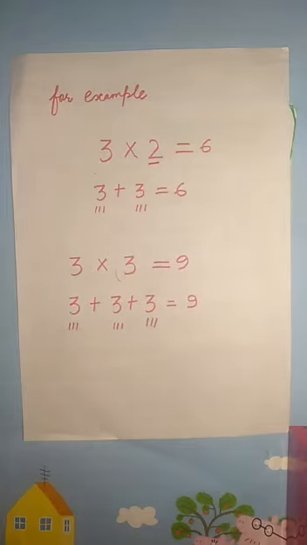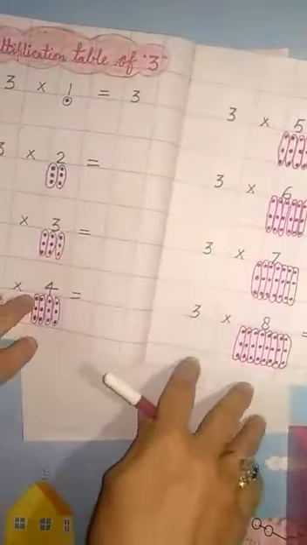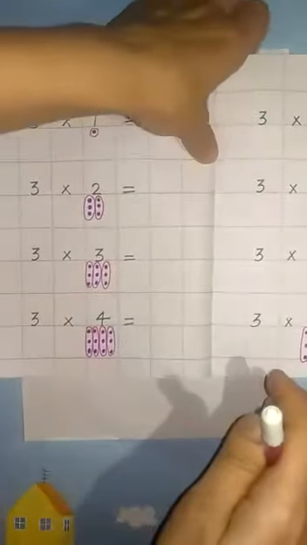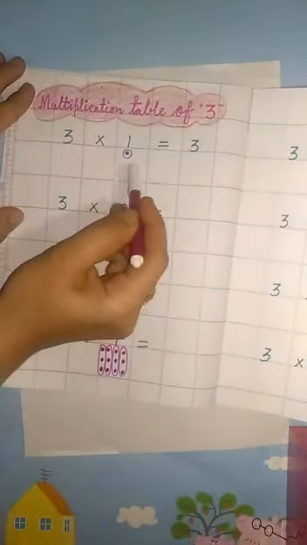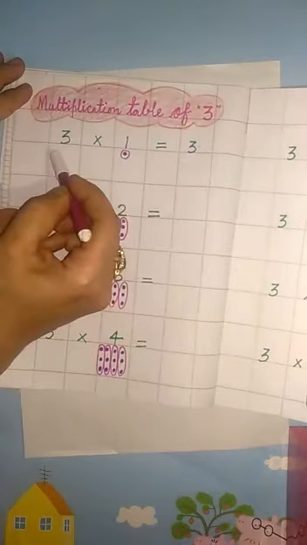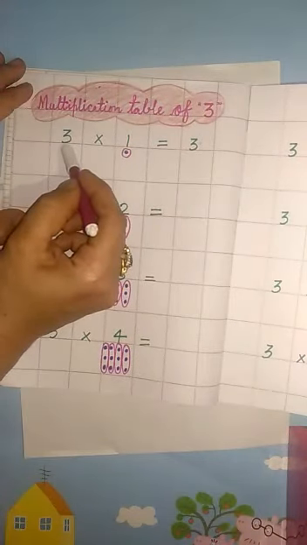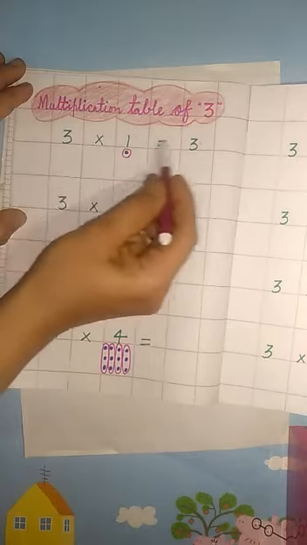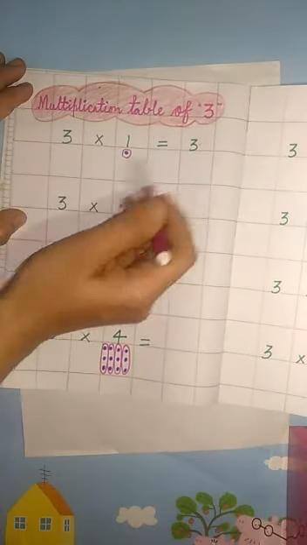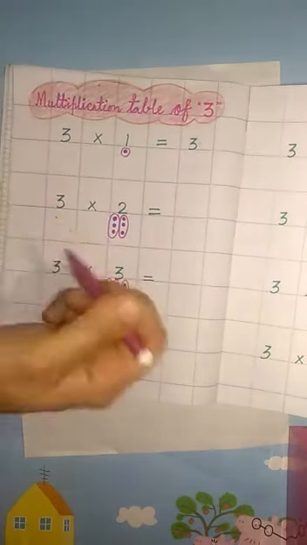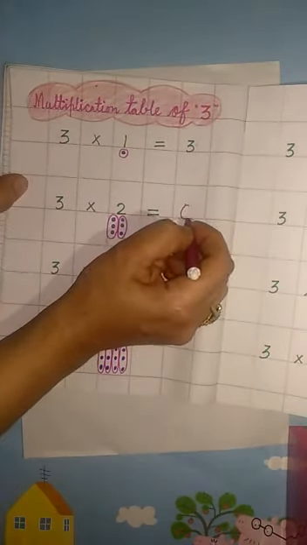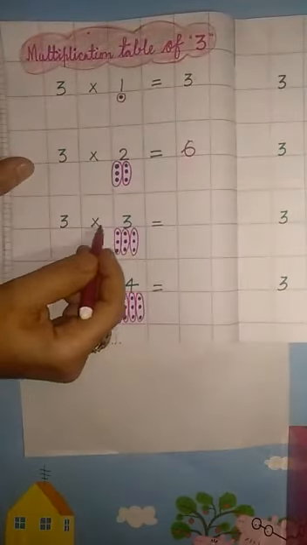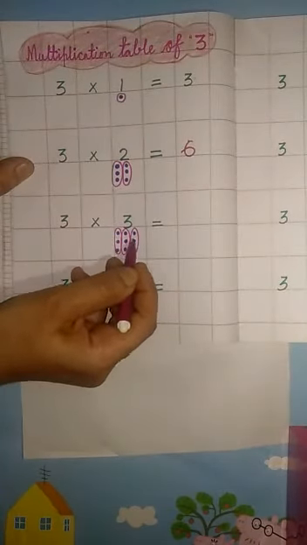So let's start. I have already written times table here. You repeat it with me. 3 ones are 3, means we have to add 3 one time. 3 twos are 6, 1 2 3 4 5 6. 3 threes are 1 2 3 4 5 6 7 8 9.